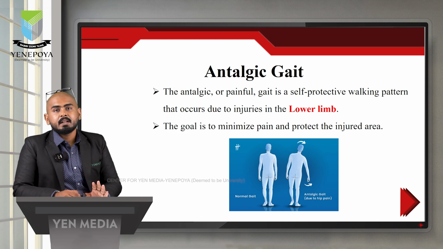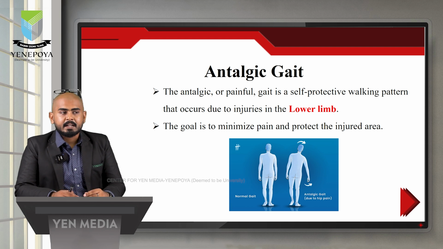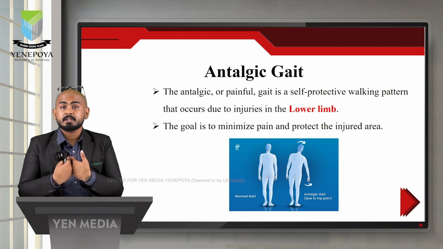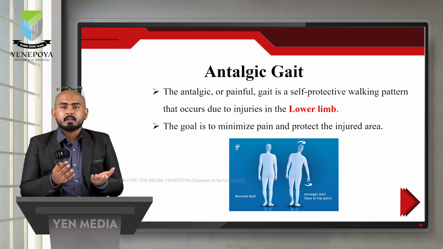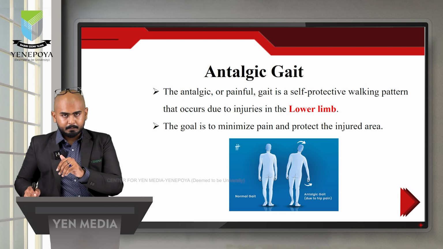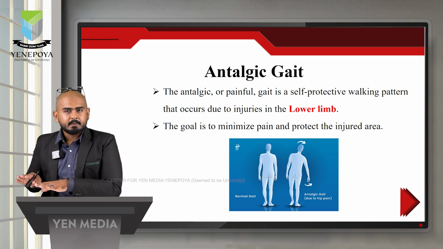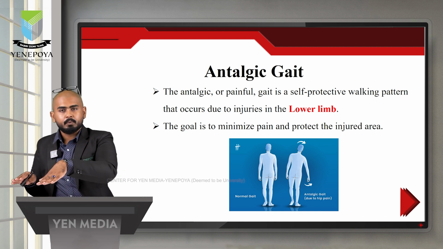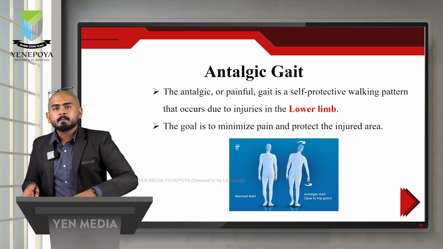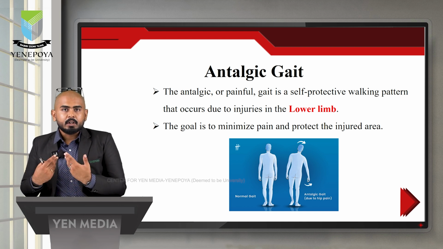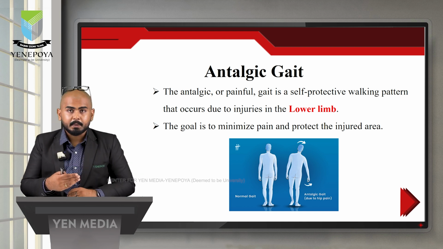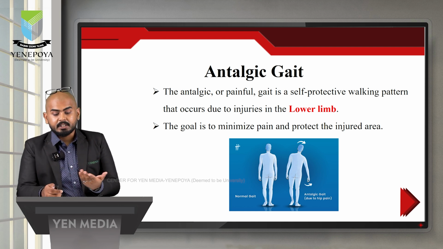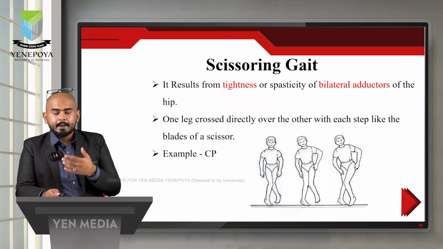First is antalgic gait. The word antalgia means staying away from pain. So antalgic gait is nothing but a compensatory or self-protection mechanism so that you walk in a different way when there is pain. Again, when there's an ankle sprain, we would not put more weight on the affected leg. We'll put more weight on the unaffected leg and move forward, so we'll be limping. This is to minimize the pain or protect the injured area. That is antalgic gait, usually associated with pain in the lower limb.